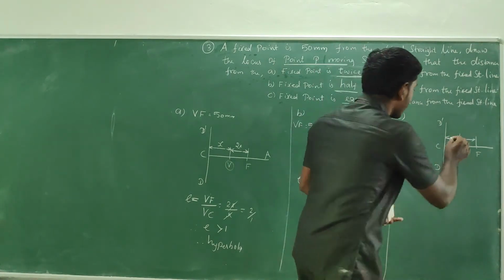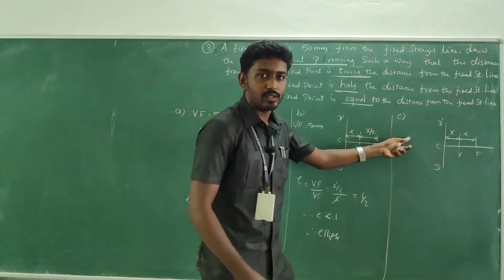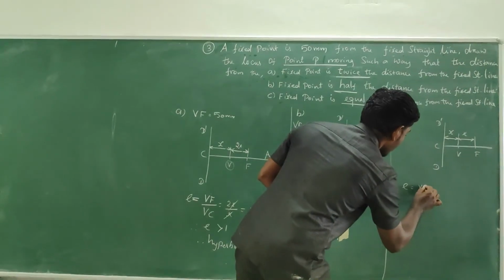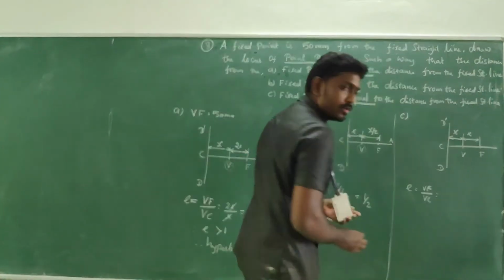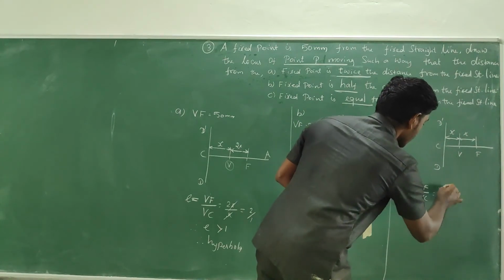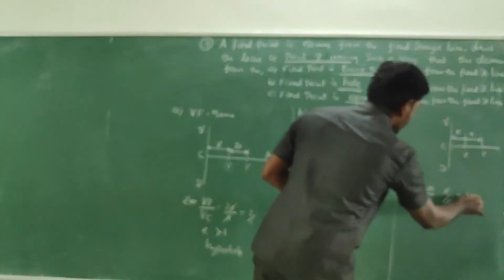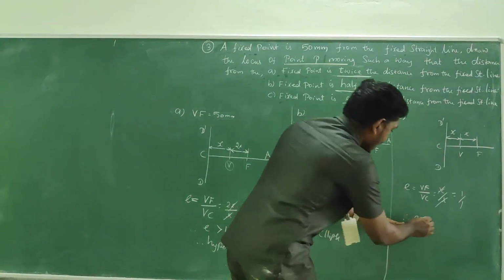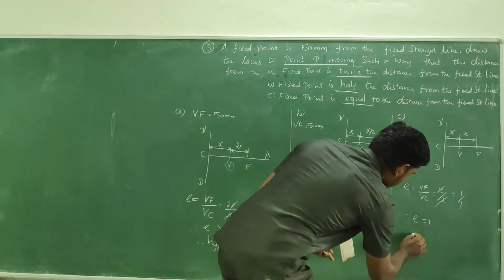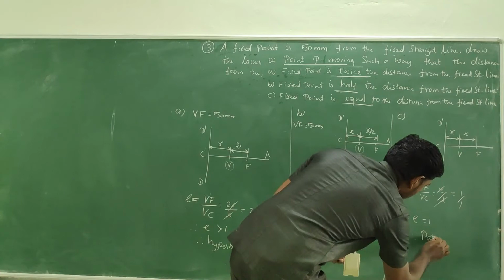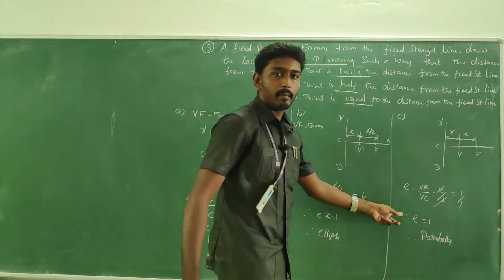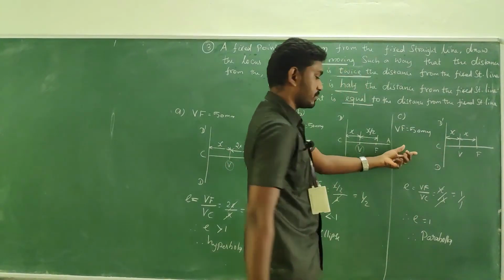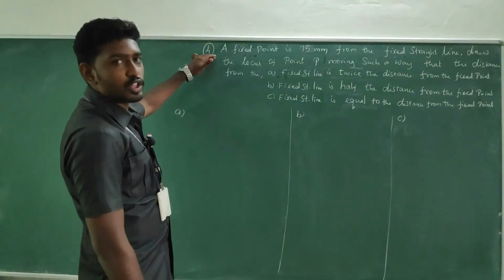Both are equal, so I can take this as X and this as H. If so, the eccentricity Vf divided by Vc becomes H divided by H. The H and H get cancelled, so we get 1 by 1, right? So I can say the eccentricity is equal to 1, so it's a curve called a parabola. Here the Vf is the same, which is 50 mm. Okay, fine.